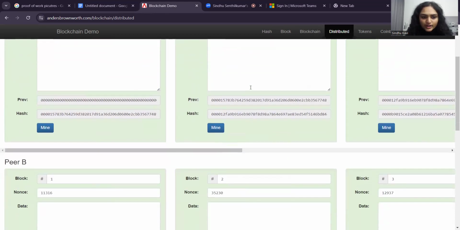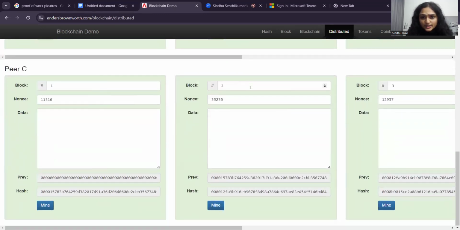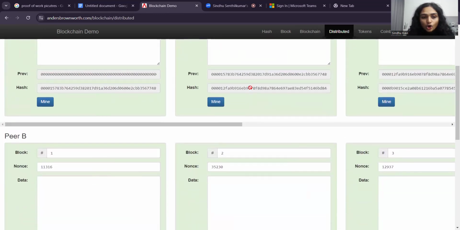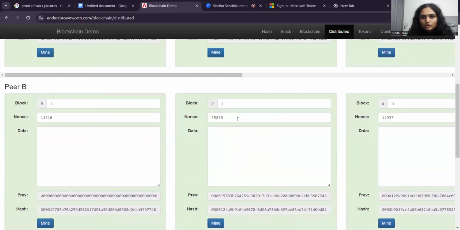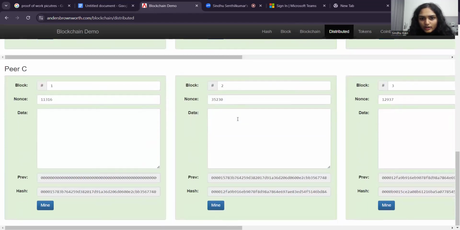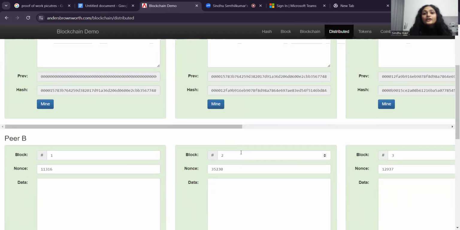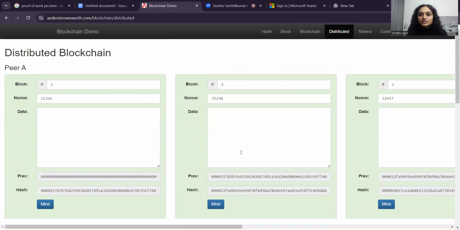So now we have peer A, then there's peer B, then there's peer C. And notice how all of these have the same hashes for the blocks of the same number, like block 1 and block 2, all the blocks are having the same hashes, and that is because throughout the distributed blockchain, the truth remains the same. There is one universal truth for all the blockchains. That is what binds them.